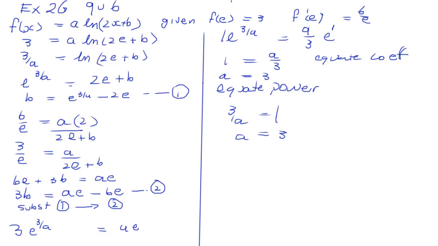And if a equals 3, we can substitute that back into either equation, but let's put it into equation 1. So b will equal e to the 3 on a, which is e to the 1, take 2e, so b will equal negative 2e. So that is our solution. a equals 3. 1e take 2e is negative 1e, so b will equal negative e. And we're done.